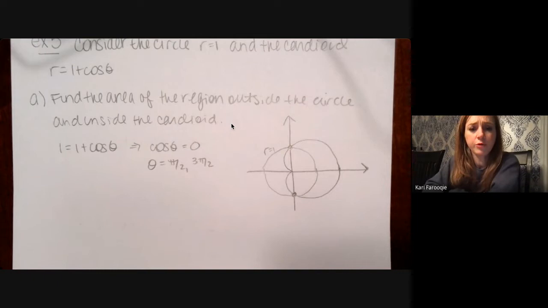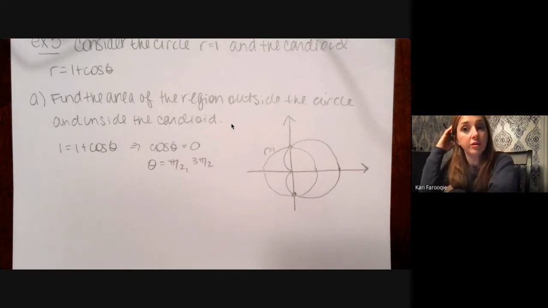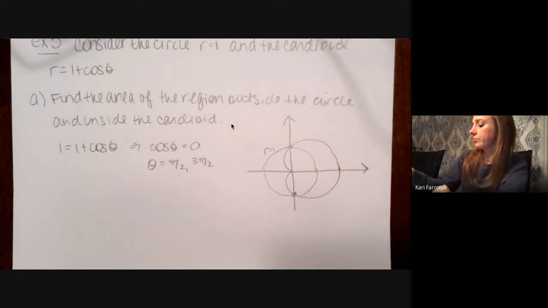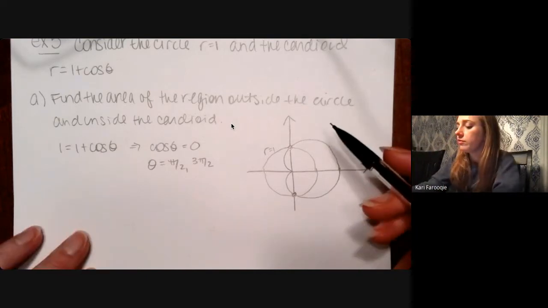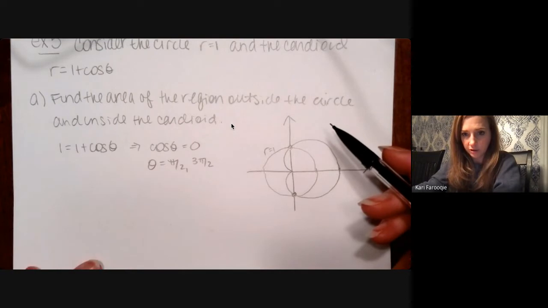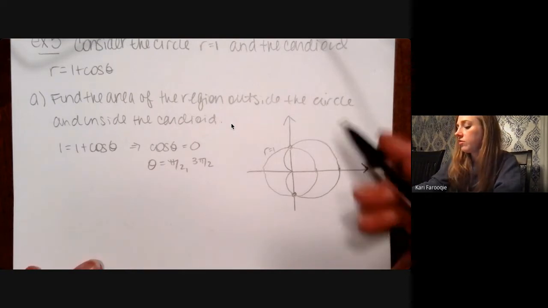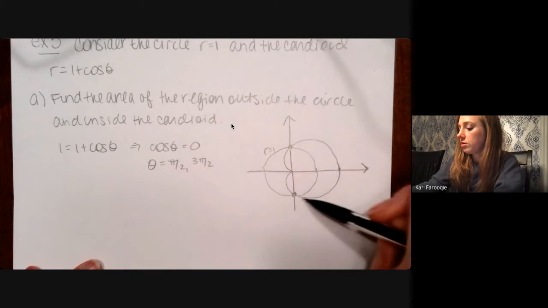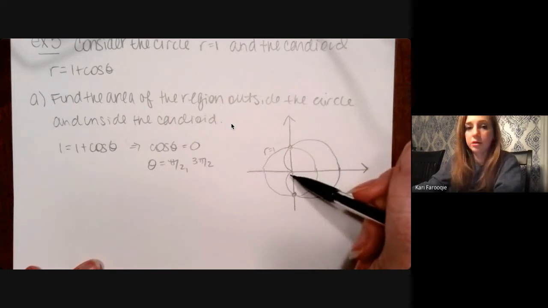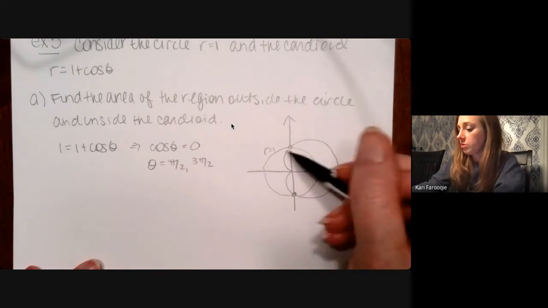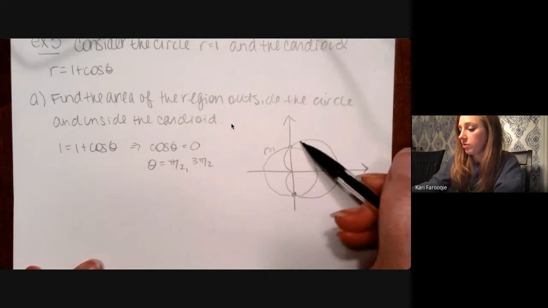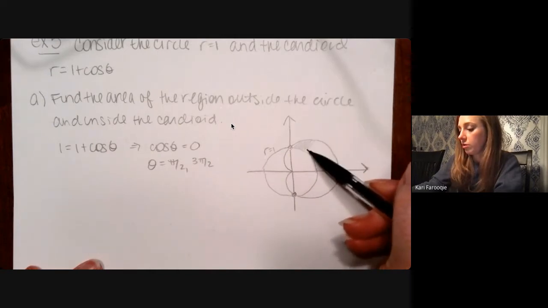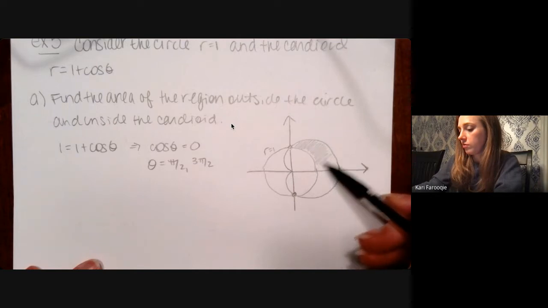What I really want you to focus on here is making sure that A, you have the correct region, and B, that you know how to find the area of that region. And we're going to use symmetry again, just like we did in our class examples. So we're looking for the area of the region outside the circle and inside the cardioid. So it's got to be inside the cardioid, so somewhere in here, but it cannot be in the circle. So if it can't be in the circle and it has to be inside the cardioid, the only place for our area to exist is in this region.